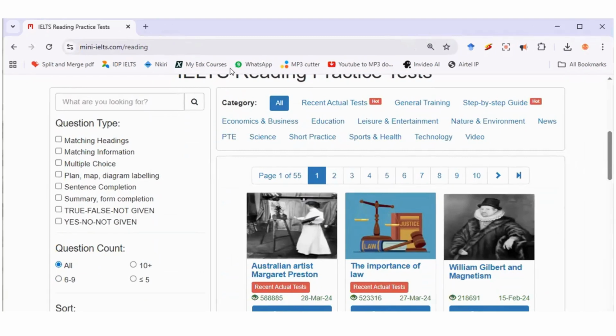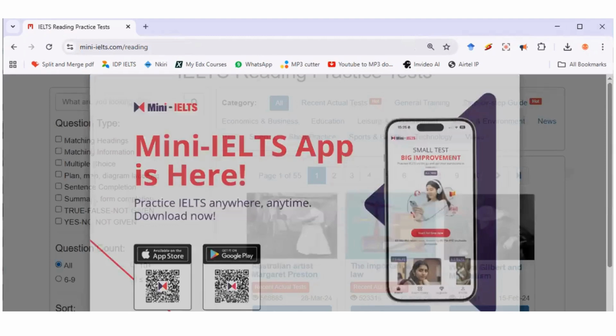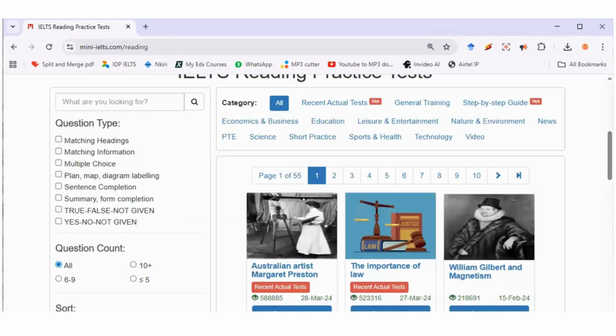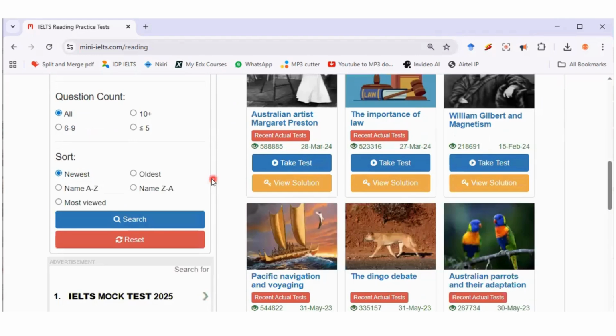Now, if you look at the left side, you will see that you have some different question types written there. You have matching heading. So what you are going to do when you get to this site is click on that matching heading. That's what you want. You want to practice with matching heading questions, because that's the drill you are trying to work on. Drills involve looking for passages that contain matching heading questions only.